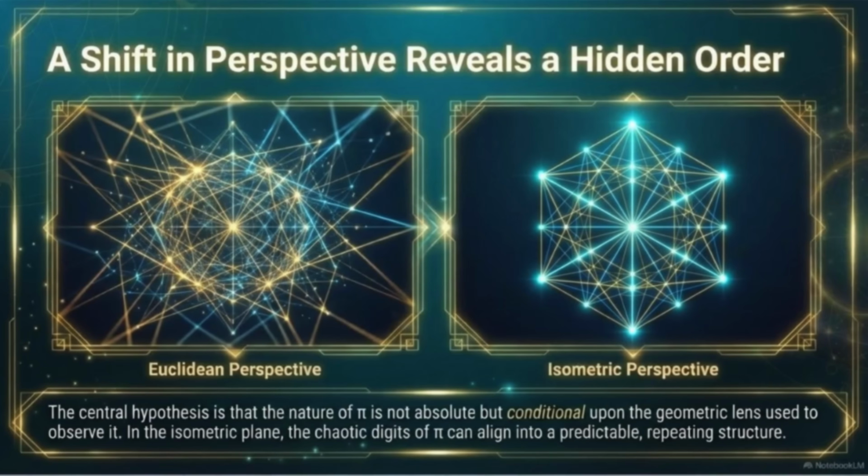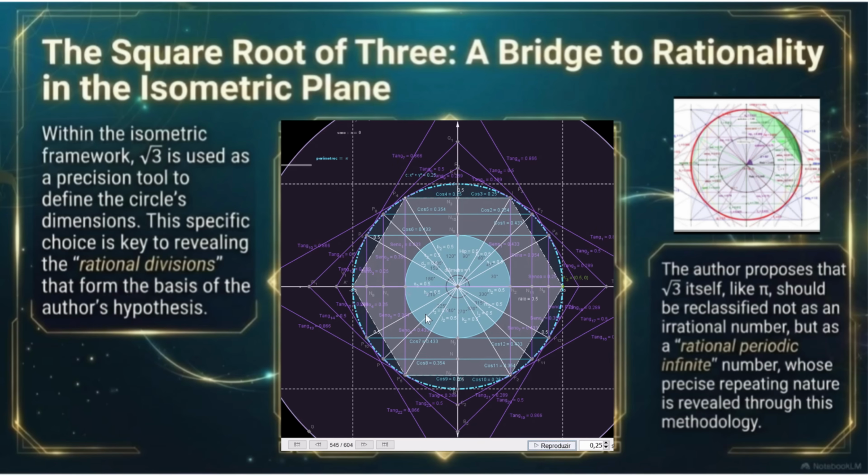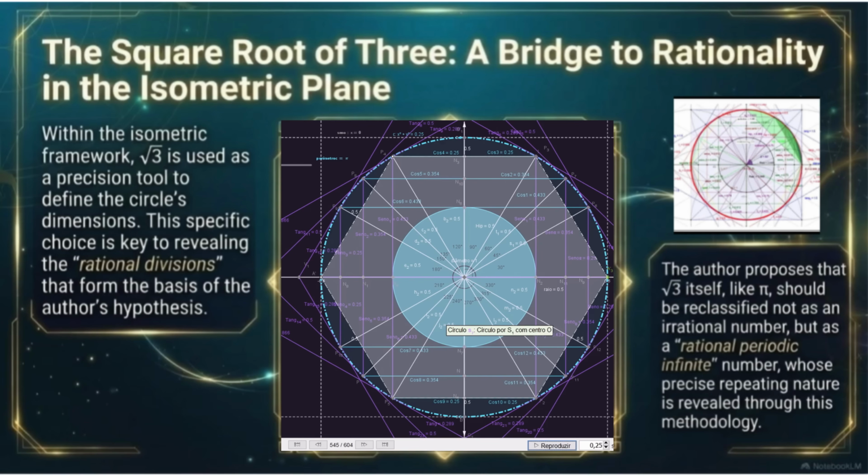All right, so now we've got this new framework and a new set of tools. So the investigation starts to uncover some really interesting clues that back up this hypothesis. And the trail of evidence actually begins with another very famous mathematical constant. The first key piece of evidence here involves the square root of 3. Now, inside this isometric framework, the author doesn't use it as an irrational number. Instead, it's used as a super precise tool to define the circle's dimensions. And this specific choice is argued to be the key that unlocks what he calls rational divisions, which are basically perfectly predictable and repeating segments inside the circle.